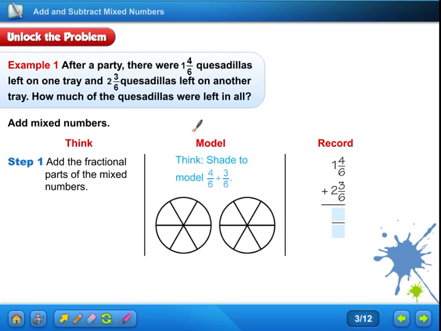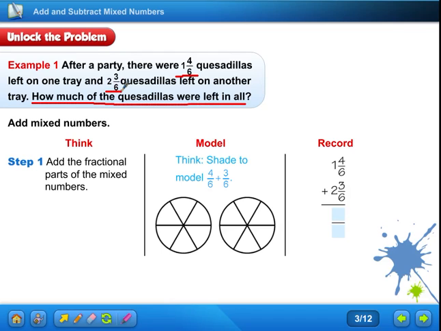The first question says, after a party, there were 1 and 4/6 quesadillas left on one tray, and 2 and 3/6 quesadillas left on another tray. How much of the quesadillas were left in all? How much were left on the one tray? 1 and 4/6, and on the other tray it was 2 and 3/6.